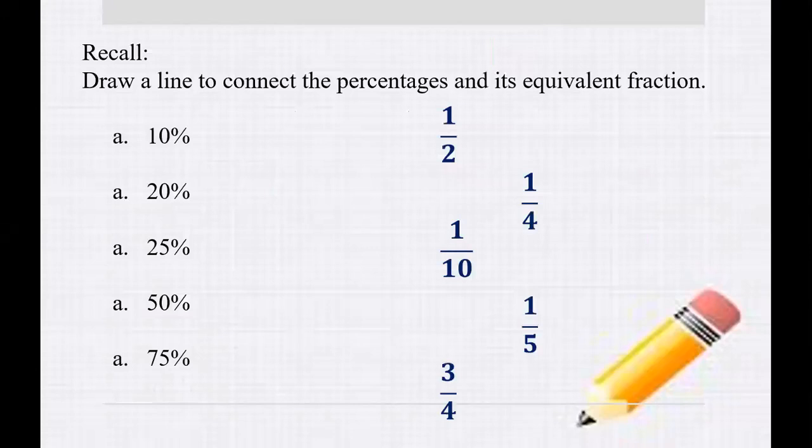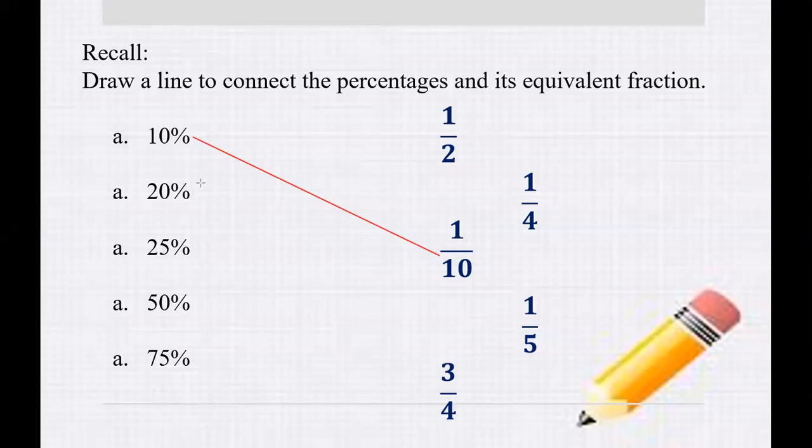Okay, let's just recall our previous lesson about percentages and their equivalent fractions. Would you mind matching the percentages and fractions? Let's do it together. You can pause it and check your answer. So 10%, that will be 10 over 100. So it will be this. Why? Because 10 over 100, we can simplify to 1 out of 10.